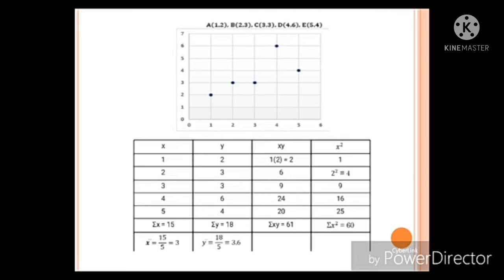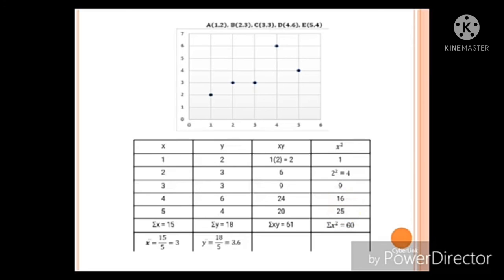Now, to solve for the x squared, we must multiply the numbers under x by themselves. Meaning, we must multiply 1 times 1. We get 1. Same with the others. 2 times 2 equals 4. 3 times 3 equals 9. 4 times 4 equals 16. 5 times 5 equals 25.